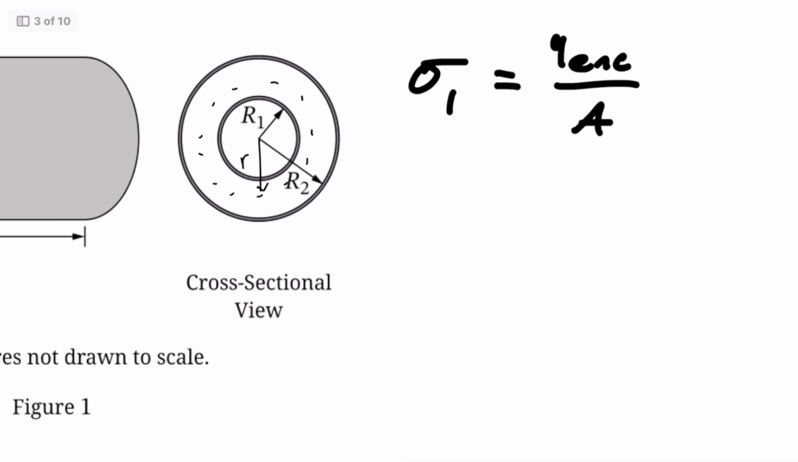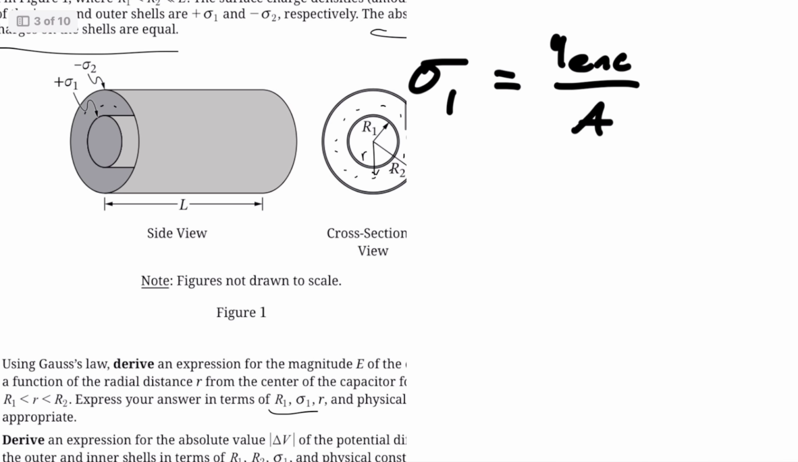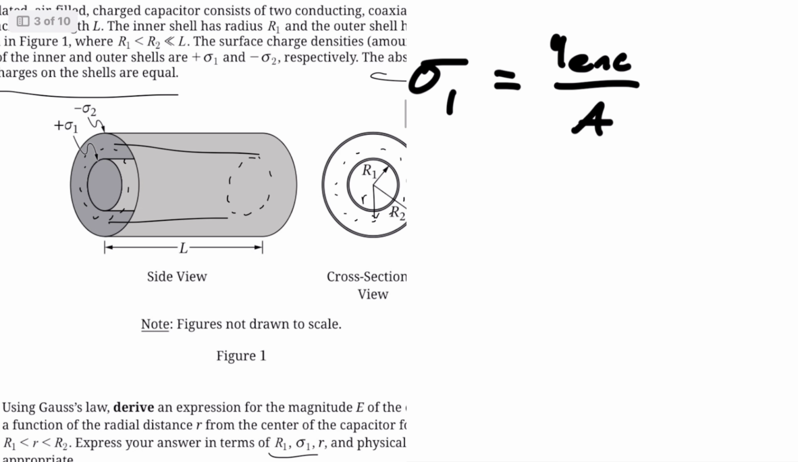For the Gaussian cylinder that we're going to visualize at this radial distance r, whenever we're using Gauss's law, we have to visualize a Gaussian surface. We're going to visualize that Gaussian cylinder at that radial distance r, and we have to think, what is the only charge that it's enclosing? Well, the only charge that it's enclosing would be the charge density sigma 1. So if I derive the charge that sigma 1 holds, then that's the enclosed charge.